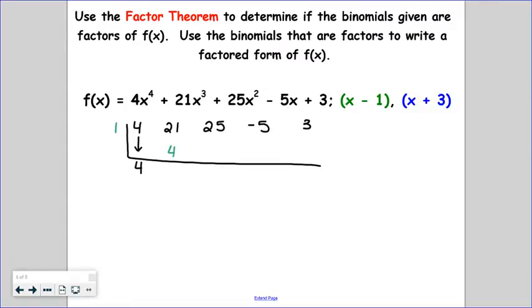So we'd get 4, 25, 25, 50. 50 minus 5 would be 45. Plus 3 would be 48. When that is not a 0, I don't get to use the leftovers. Reset. Okay.